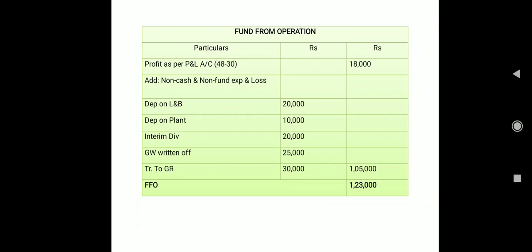Now the next we have to calculate fund from operation. You can follow the add back method or you can follow the adjusted profit and loss. I like to follow the add back method, so I'm going to stick with this only. So now coming to the fund from operation.